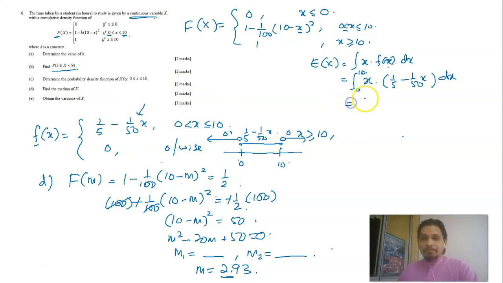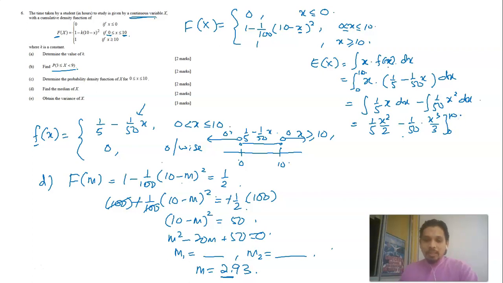For this one, integral of 1 over 5 x dx minus integral of 1 over 50 x squared dx. So it is 1 over 5 times x squared divided by 2 minus 1 over 50 times x cubed divided by 3, from 0 until 10. You should get this as 10 over 3.